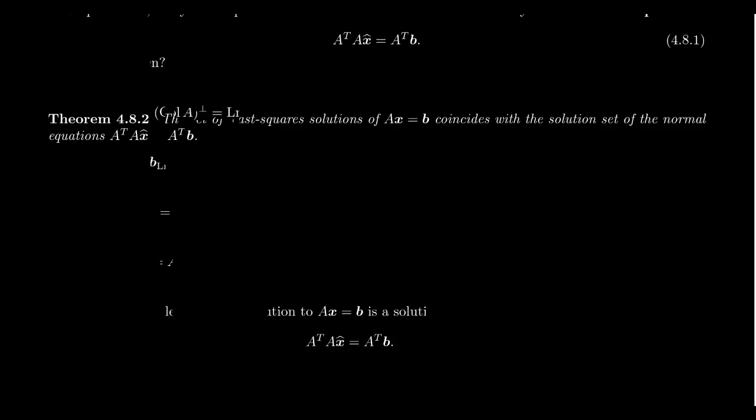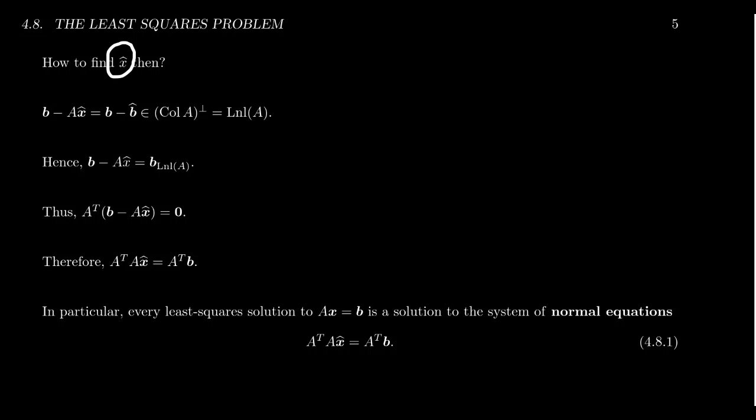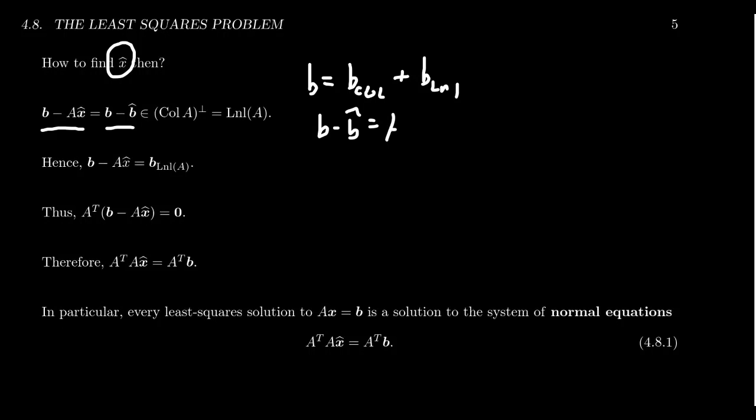Well, okay, that tells us why we want to solve it, but how does one actually solve it? How do you find X hat? We have to compute it somehow. Well, going back to what we were talking about before, B minus AX hat equals B minus B hat, where B hat is the orthogonal projection of B onto the column space. And so, like we saw before, B is equal to B column plus B left null. And so when you subtract them, B minus B hat, you're going to end up with B left null.